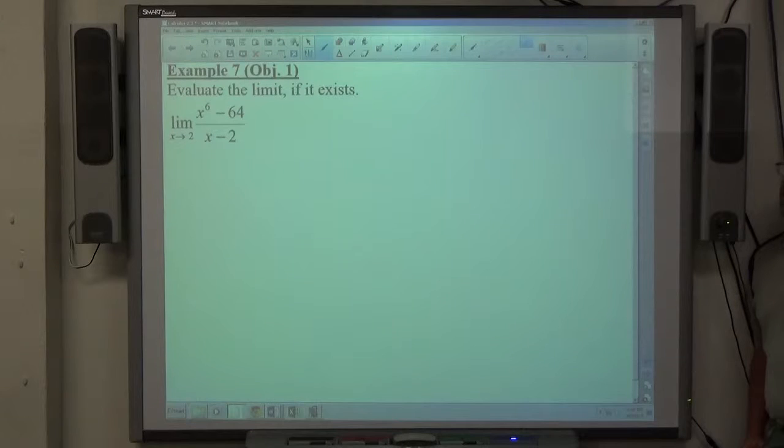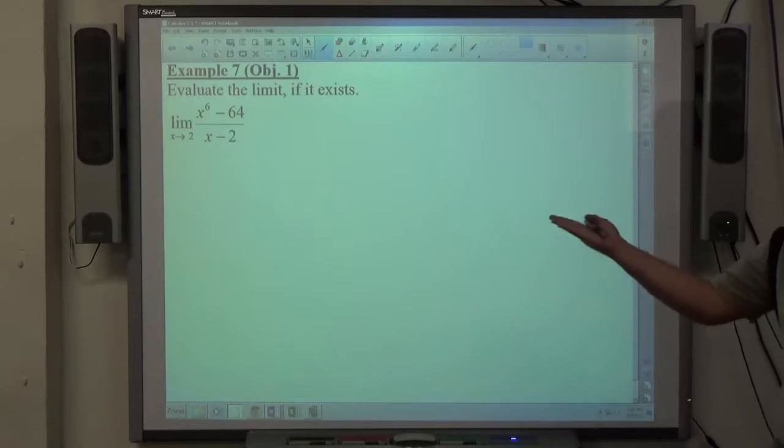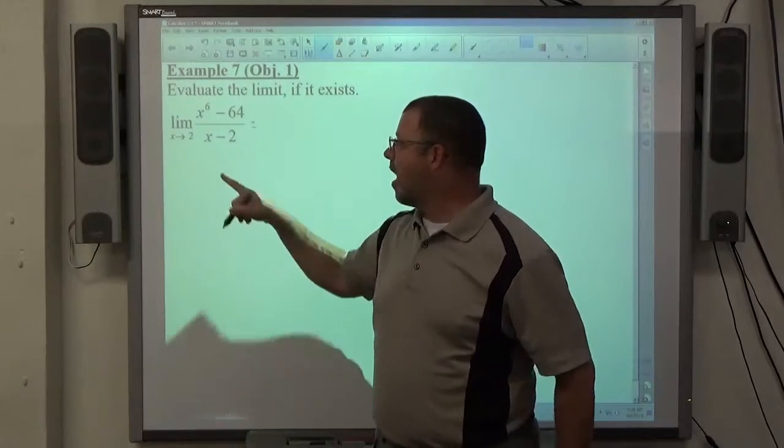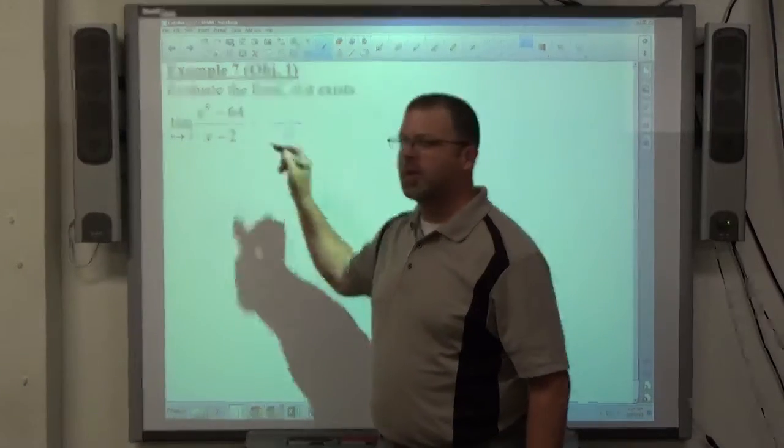Alright, let's look at example 7. x to the 6 minus 64 over x minus 2. Now, x is approaching 2. If I substitute 2 into the expression, I always start there. Obviously, I'm seeing 0 on the bottom. That's easy, 2 minus 2.